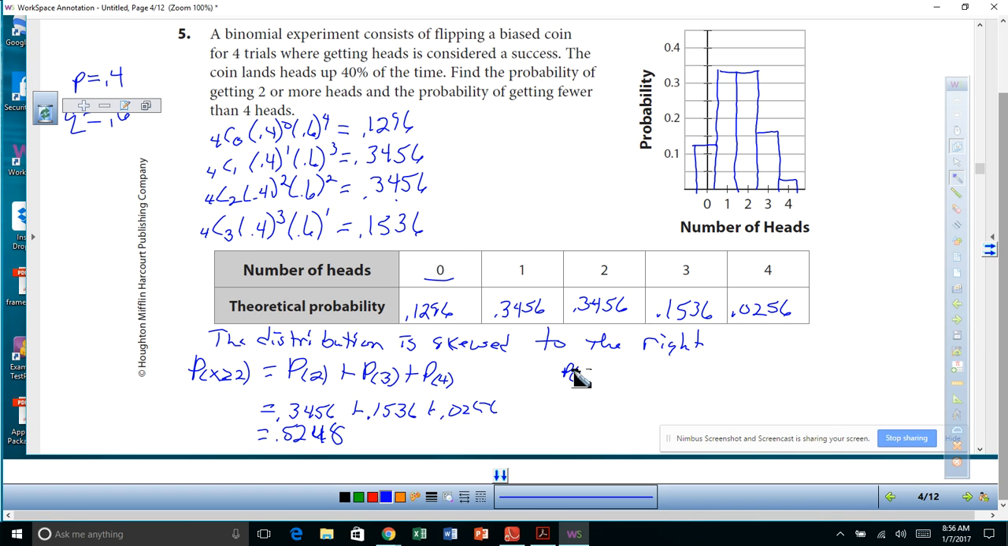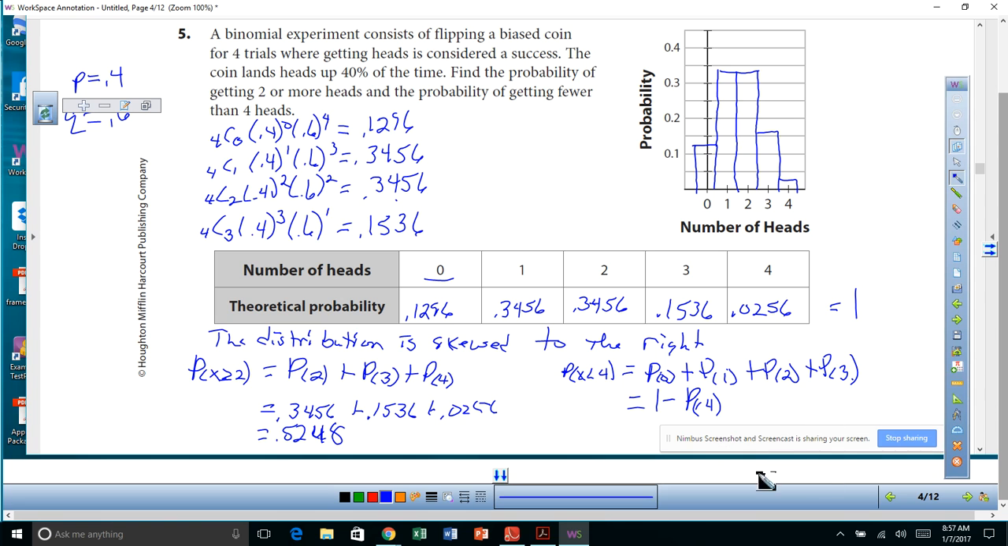Okay. Now, the other one was the probability that x was less than 4, which is going to be the probability of 0 plus the probability of 1 plus the probability of 2 plus the probability of 3. Now, if you add all of these up, that would equal 1, minus a little rounding maybe. So we could say that this is going to be 1 minus the probability of 4.